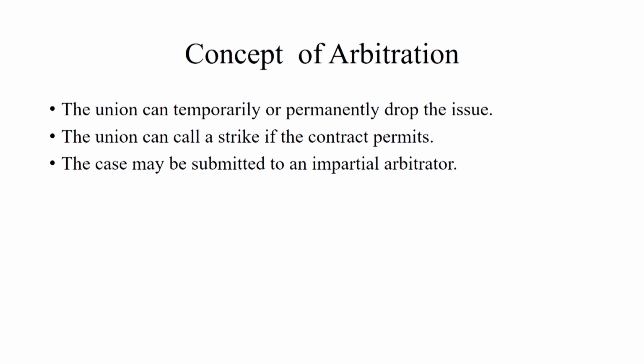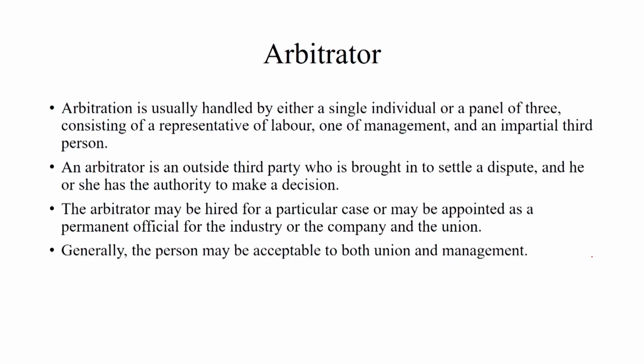So as I was talking about the new word, the arbitration. As I told you, arbitration is nothing but just the neutral third party entering into the scene. So it says that the union can temporarily or permanently drop the issue, the union can call for a strike, and the case may be submitted to an impartial arbitrator. So at any point of time, if you hear the word arbitrator, it's basically the neutral third party entering between the management and the employees.